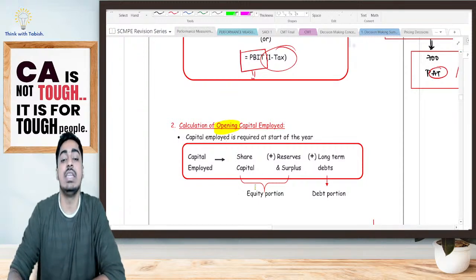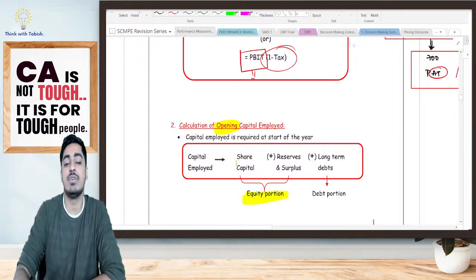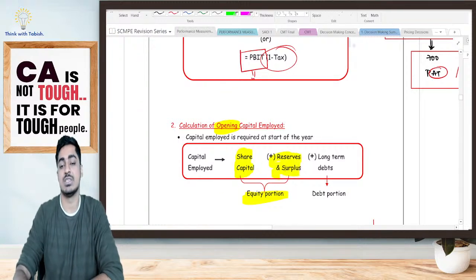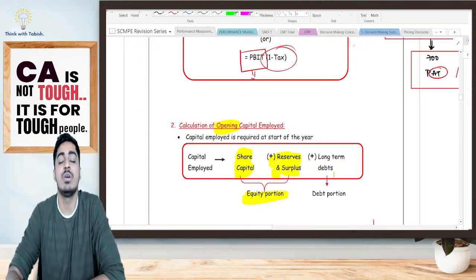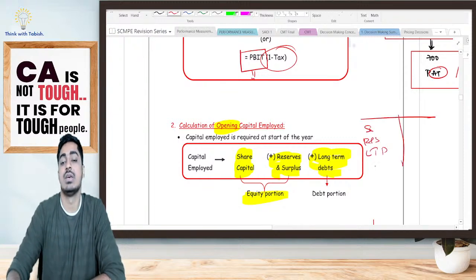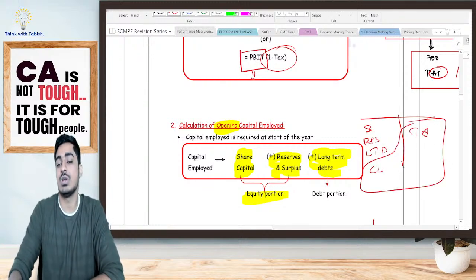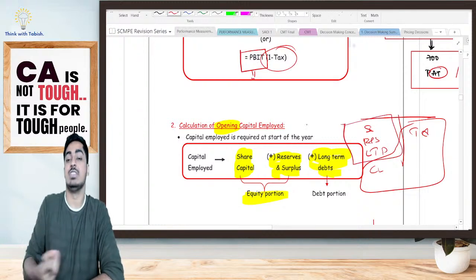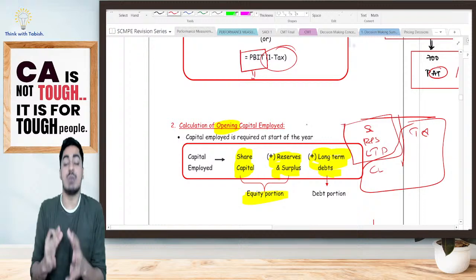In equity, what all will I be having, students? I will be having share capital, reserves and surplus. When I talk about the debt portion, I will be having my long-term debts. As simple as that. Look at this: share capital, reserves and surplus, long-term debt, current liabilities. I have here my total assets. Either I can say total assets minus my current liabilities, or else this portion. This is my capital which is employed in the business. This is the net amount we are having.